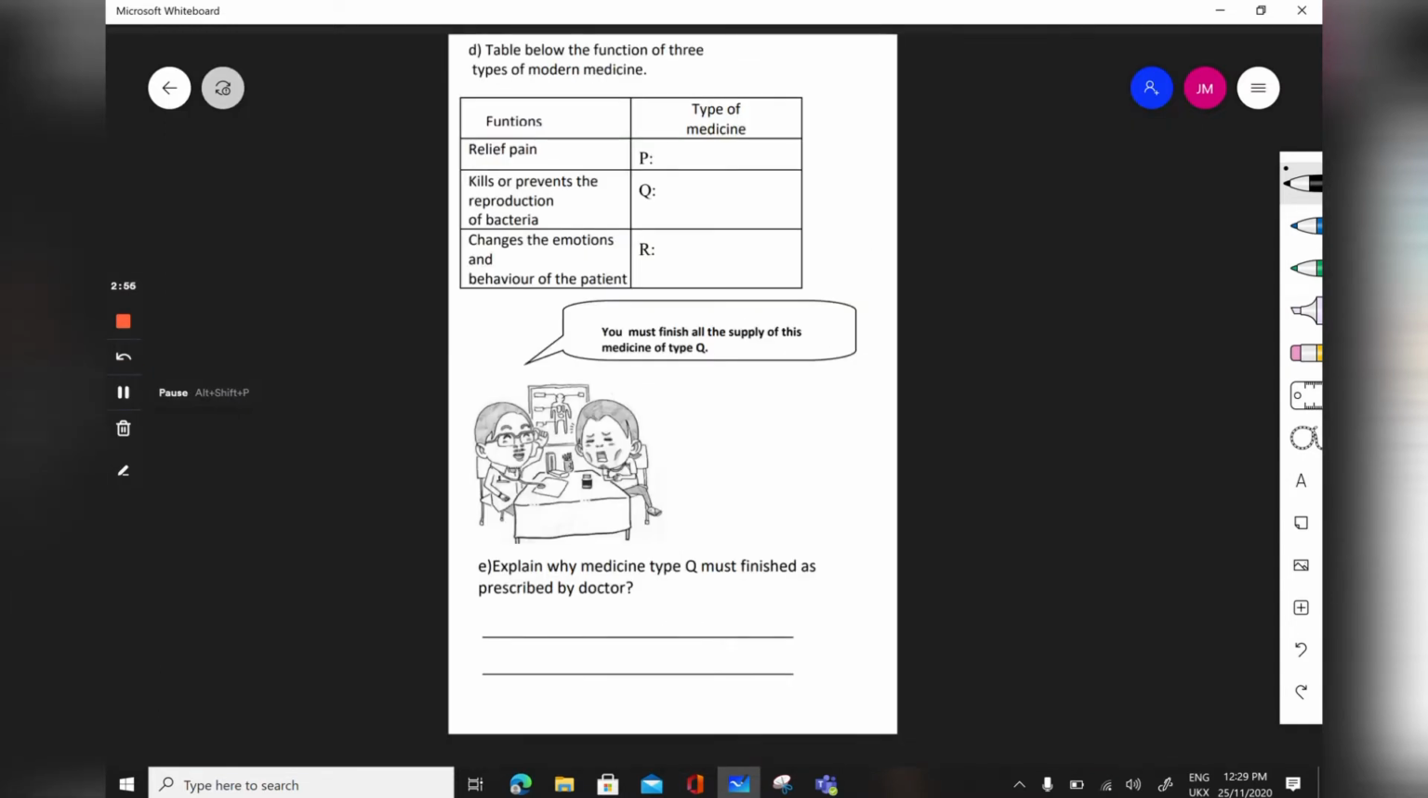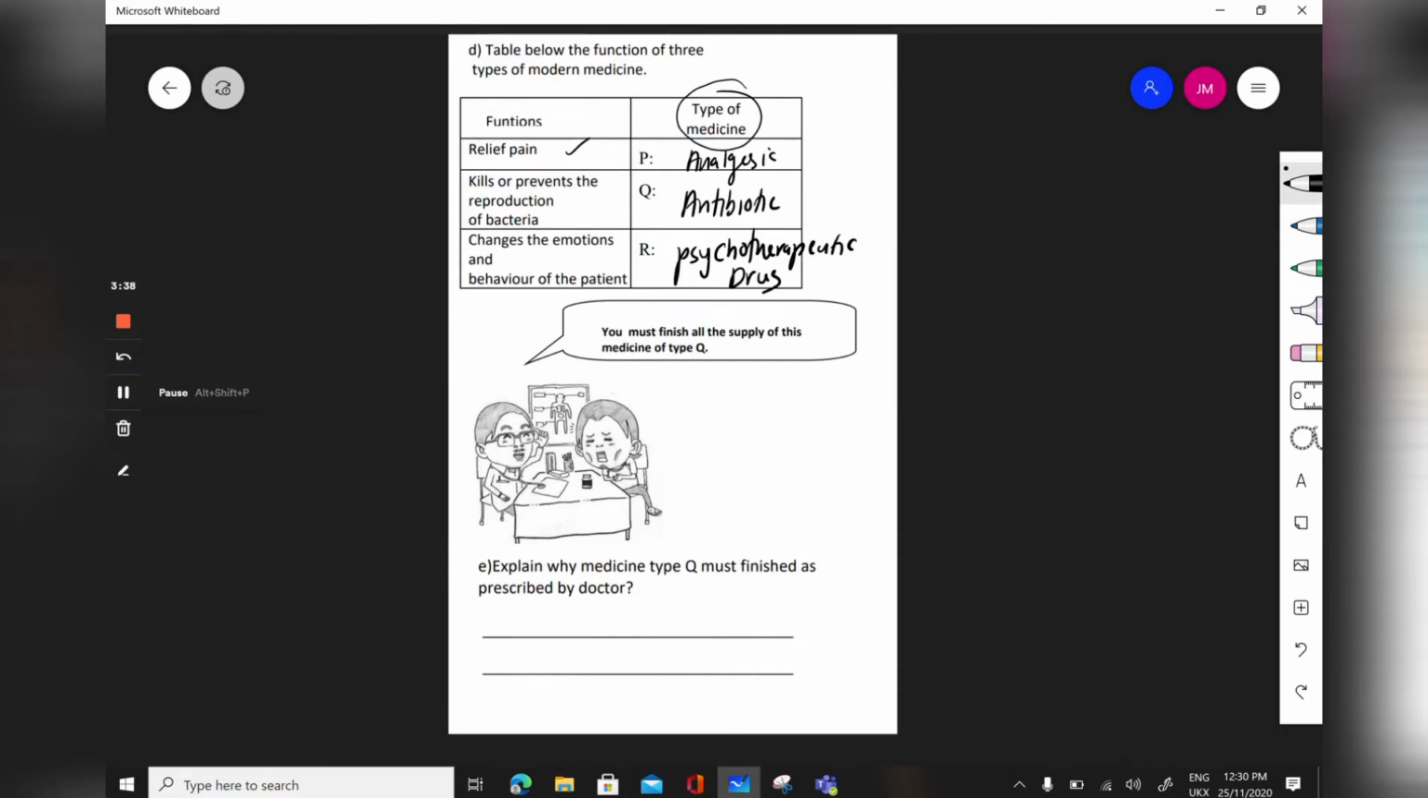Try to look at this question. The table below shows the functions of 3 types of modern medicine. So students are required to state the type or class of modern medicine. Number 1, the function given is to relieve pain. Relieving pain is under analgesics. And to kill and prevent the growth of bacteria, this will be under antibiotic. And emotional changes and the behavior of the patient, this will be psychotropic drugs or psychotropic medicine.